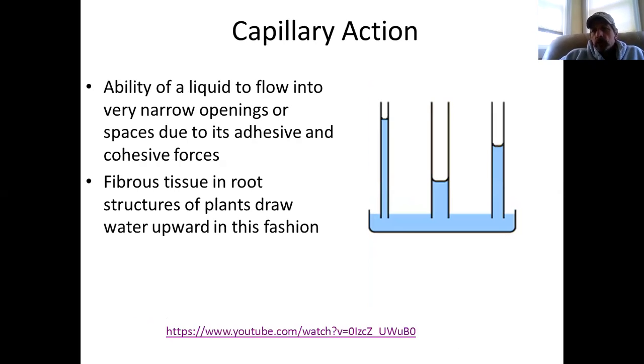So the water from the soil, water gets stuck to the soil because water is adhesive. It adheres to soil particles. A root structure develops in the soil. That water gets drawn up into the root structure because there's an opening. Because of adhesive and cohesive forces, the root structure of plants can really absorb water, or draw water upward, without really having to do any work.